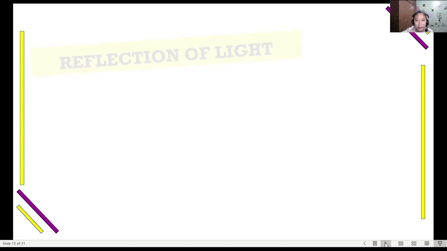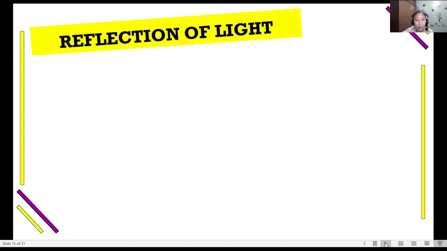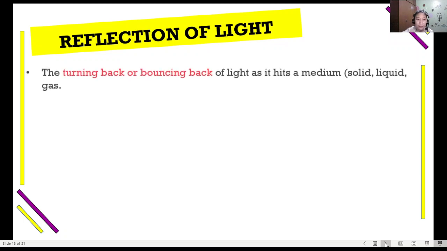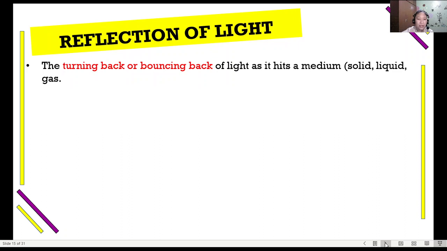So, next. One properties again of light is reflection. The other one is refraction. So, let's go over first with reflection of light. So this is the turning back or bouncing back of light as it hits a medium. So if it hits solid, liquid, or gas and it bounces back, then that's the reflection of light.